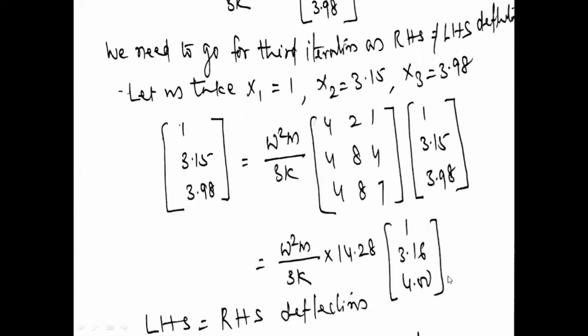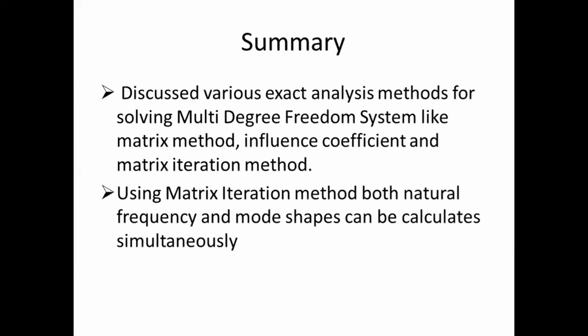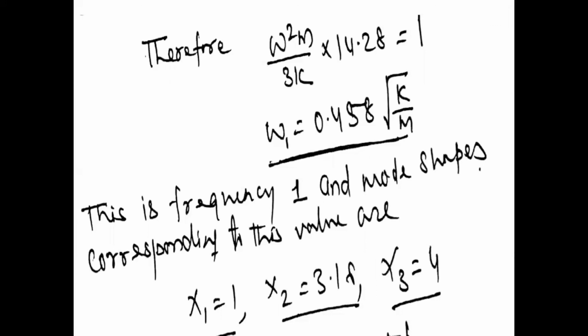Similarly, you will have to go with the other modes, assuming other values like starting from 1, 2, and 3 for x1, x2, and x3, you can calculate other values of natural frequency and mode shape. So this method is called the matrix iteration method, which is used for calculating the lowest natural frequency along with the mode shape corresponding to that natural frequency.